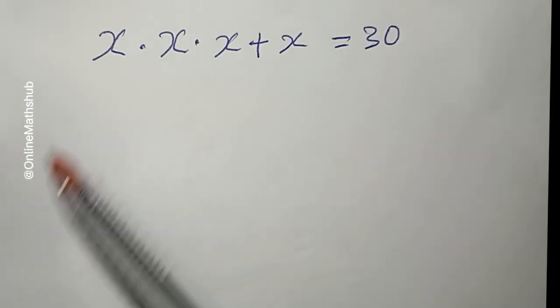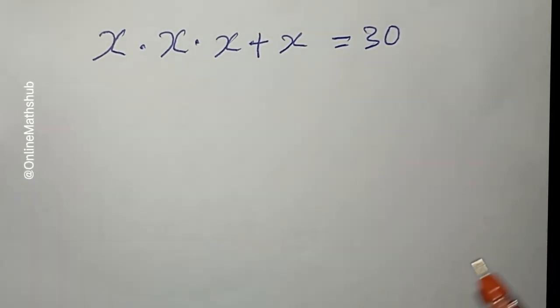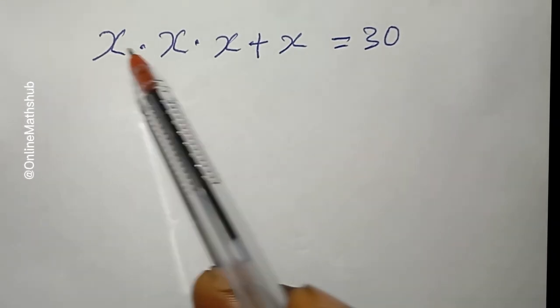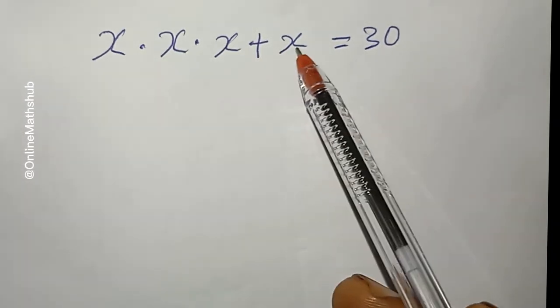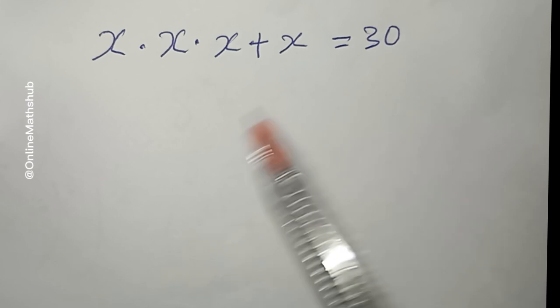We're going to be solving this Olympiad problem you are seeing right there on the screen. And so what we have is x times x times x plus x is equal to 30.